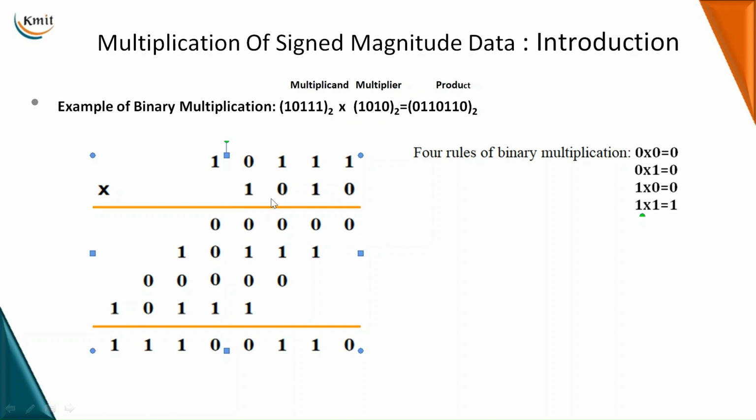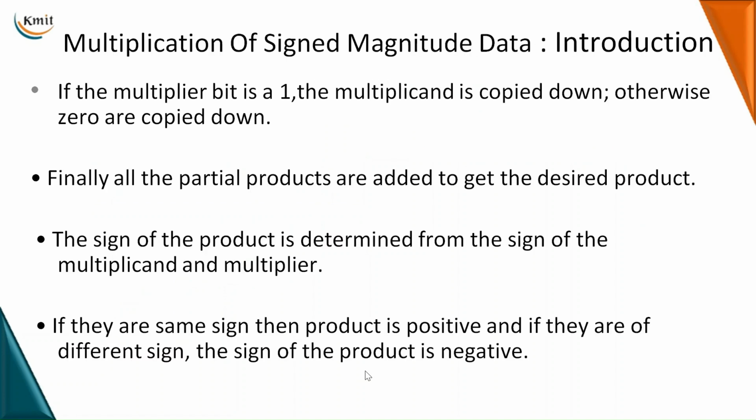Once you have done it for all the bits of your multiplier, all the partial products are added to get your actual product. So this is how a binary multiplication is done. If the multiplier bit is 1, the multiplicand is copied down, otherwise zeros are copied down. Finally, the partial products are added to get the desired product.